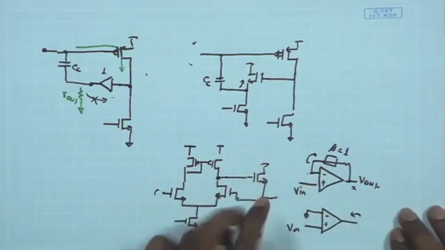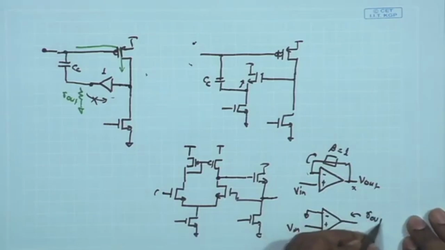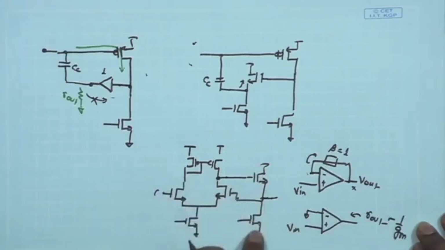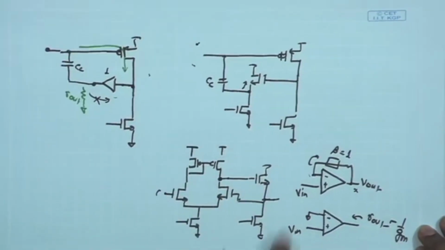If I am applying a common drain, R out becomes approximately equal to 1 upon Gm of the second stage, which is the common drain stage, and beta is 1, and whatever is the gain of the overall two stage is our overall open loop gain.